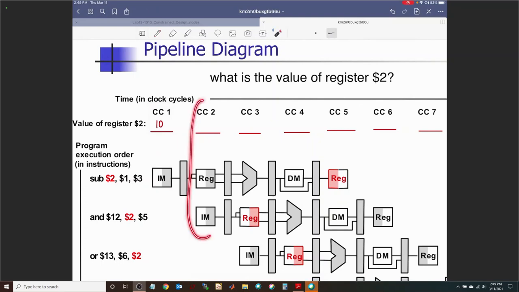How about clock cycle number 2? In clock cycle number 2, we are reading the register file as far as the subtract instruction is concerned. We are decoding the instruction, reading the instruction memory as far as the AND instruction is concerned. So when we are in clock cycle 2, what would be the value of $2, which is being used as an operand, by the way? 10 still, right? Because I have not changed it yet. I change it over here in clock cycle 5. So right away, you see that there is a data hazard at play. I did not write $2 yet. I have used it right away. So I got an incorrect or the old value, right? Is a problem.